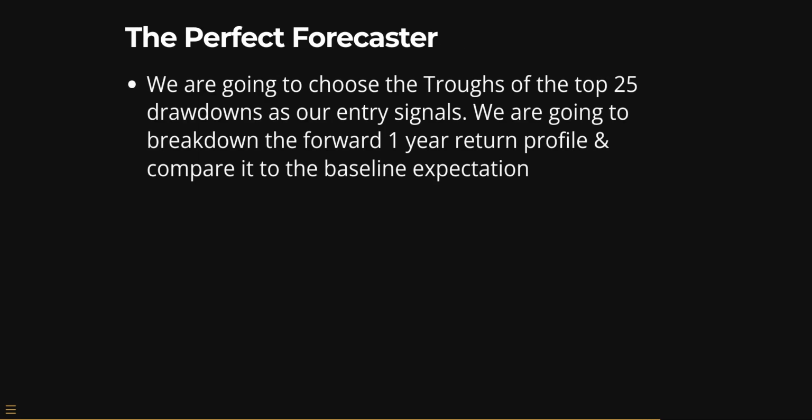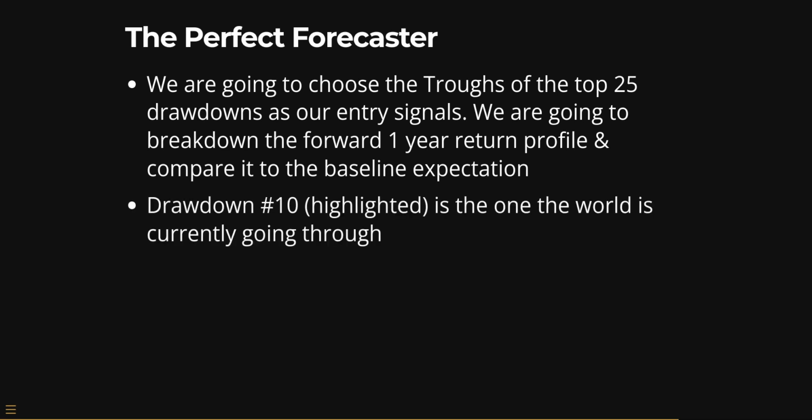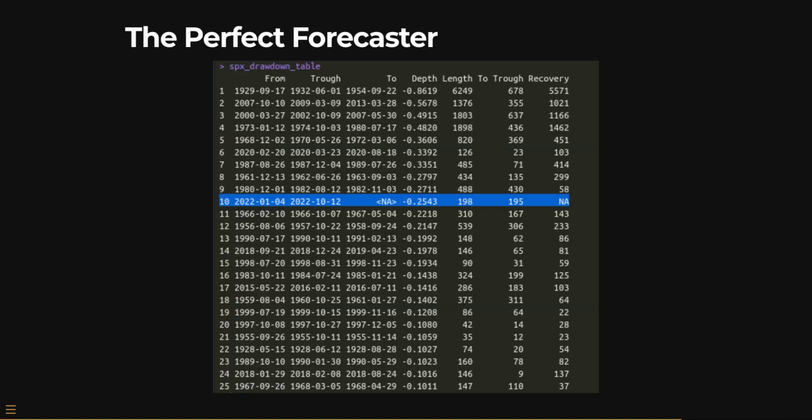We're going to choose the troughs of the top 25 drawdowns as our entry signals, because this guy is a perfect forecaster. We are going to break down the forward 1 year return profile and compare it to the baseline expectation. I'll be showing you a drawdown table, where drawdown number 10 is highlighted in blue, and it's the one the world is currently going through. This is a drawdown table of the S&P 500 going back to 1927. You can see the top drawdown is the Great Depression, then 2007, 2000, and 1973. And then number 10 is actually the drawdown the market is experiencing currently.